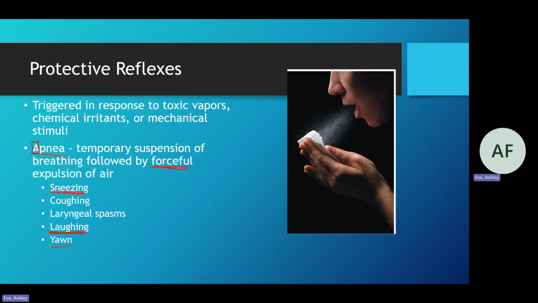Yawning is the same thing, where you stop breathing just because you don't have all the protective mechanisms to protect your airway. So you're going to just stop breathing until you can get back to normal. Laryngeal spasms. So if your larynx isn't opening and closing the normal way that it should, then you're going to stop breathing until you can get back to normal.